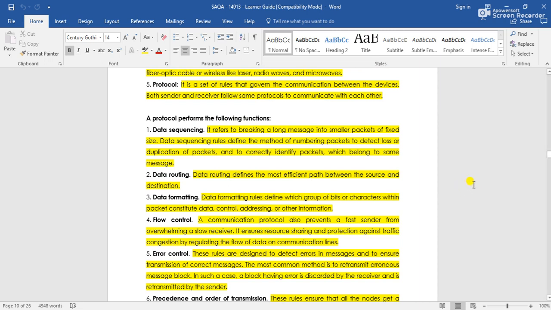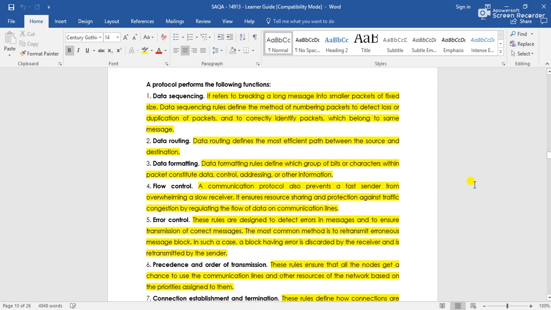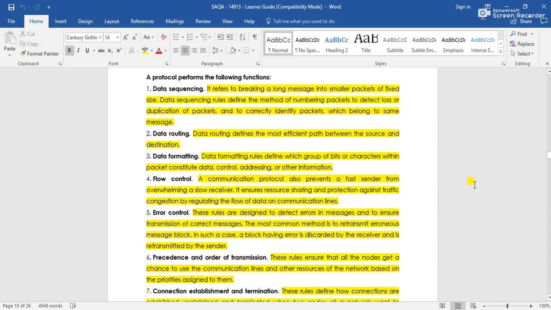Data routing defines the most efficient path between the source and the destination. Data formatting rules define which group of bits or characters within the packet constitute data, control, addressing, or other information. Flow control in a communication protocol also prevents a fast sender from overwhelming a slow receiver. It ensures resource sharing and protection against traffic congestion by regulating the flow of data on communication lines.